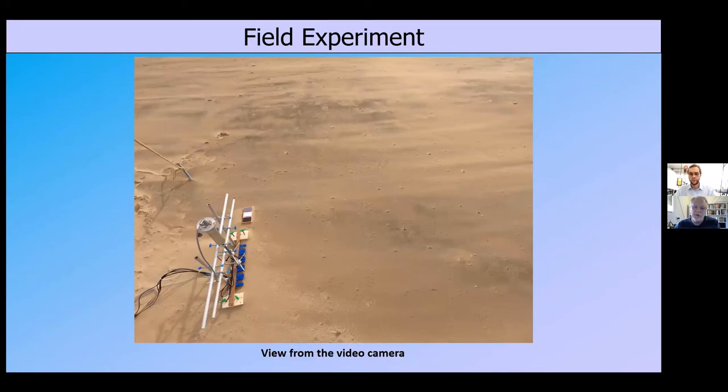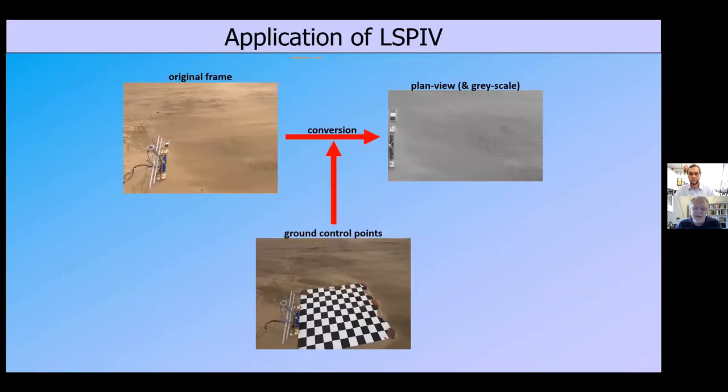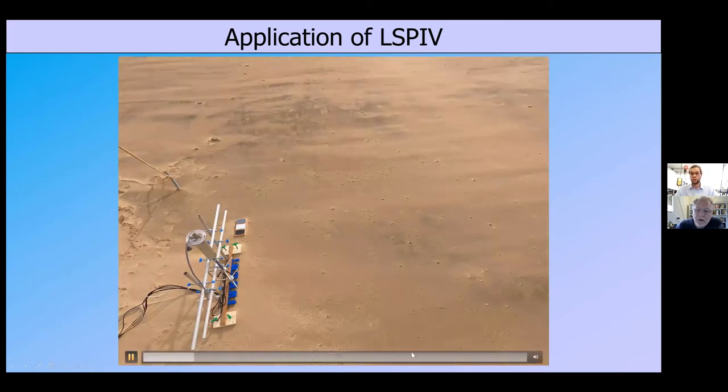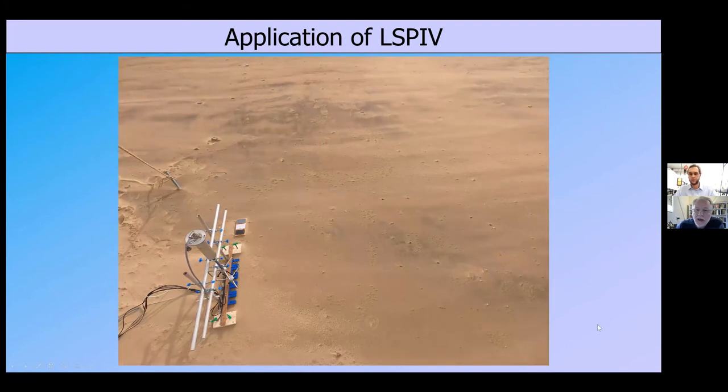This is the view from the video camera itself. Because we're working in air, it's relatively easy to very quickly lay down a checkerboard pattern to provide ground control points, to convert the oblique imagery to a plan view, and also convert it to grayscale in this case. So we're going from this kind of footage. I'll show you a little bit of video imagery. This is the original video imagery from the GoPro Hero. Let me mute that for you. You can just about see these smudges moving through in the original video there.